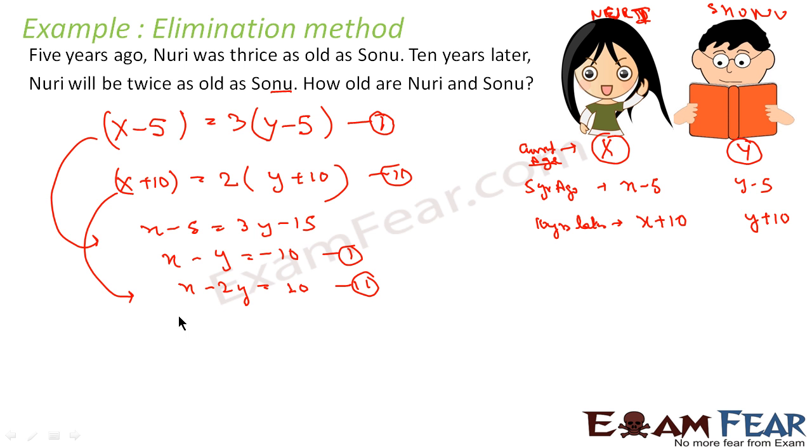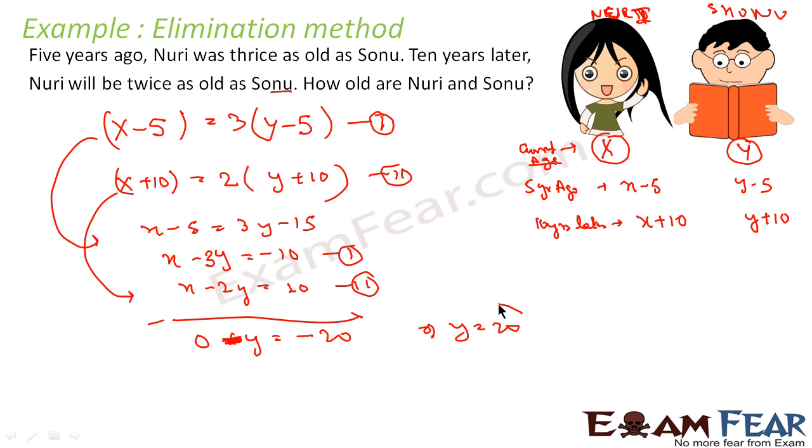So we need not multiply, we'll just subtract. X minus X is 0, minus 3Y minus 2Y... We repeat once again. Minus 3Y plus 2Y becomes minus Y. Minus 10 minus 10 becomes minus 20. So minus Y is equal to minus 20, correct? So this becomes Y is equal to 20.